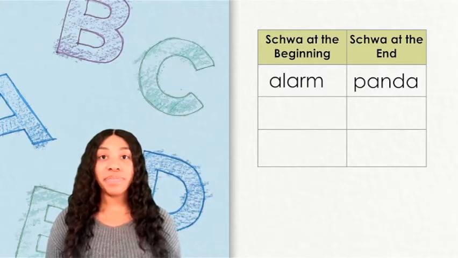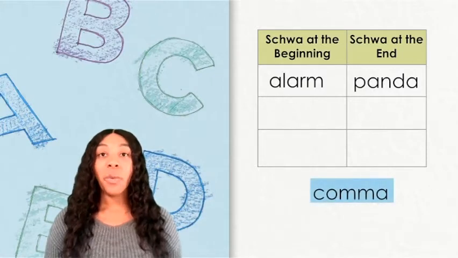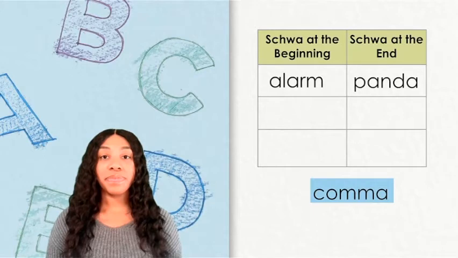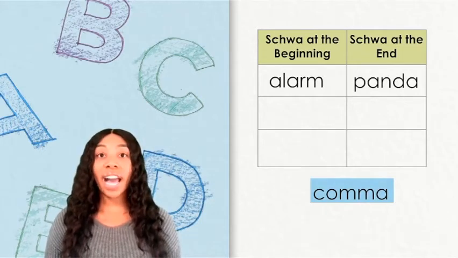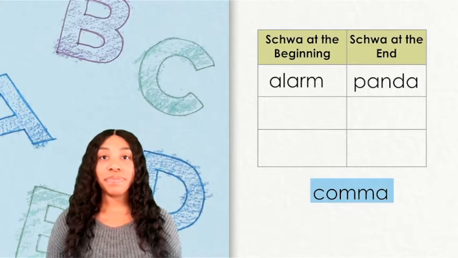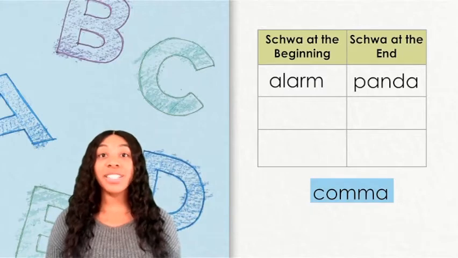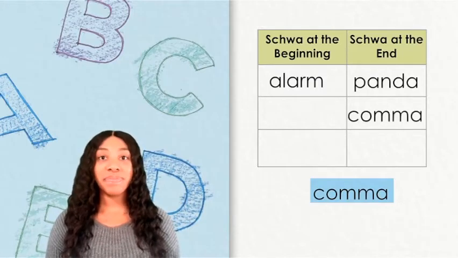Here's our next word. What does this word say? Comma. Notice that we hear the sound at the end of the word. So which column does this word belong in? It also belongs in the schwa at the end column.